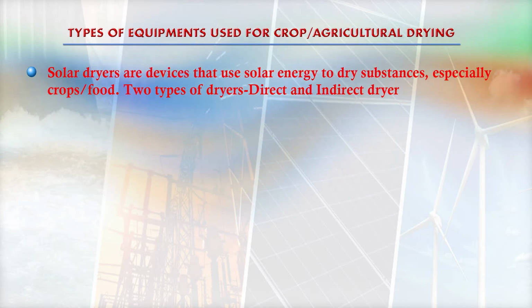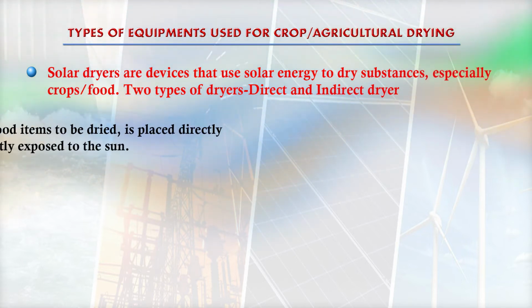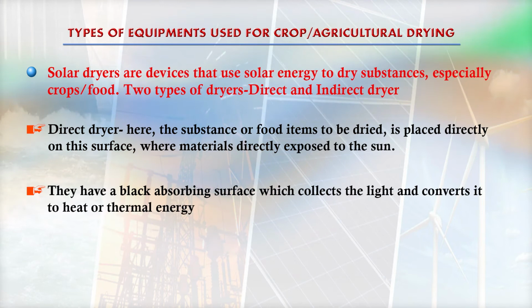What is a solar dryer? Solar dryers are devices that use solar energy to dry substances, especially crops or food. There are two types of dryer, direct and indirect dryer. In a direct dryer, the substance or food items to be dried are placed directly on the surface where the material is directly exposed to the sun. They have a black absorbing surface which collects light and converts it into heat or thermal energy.